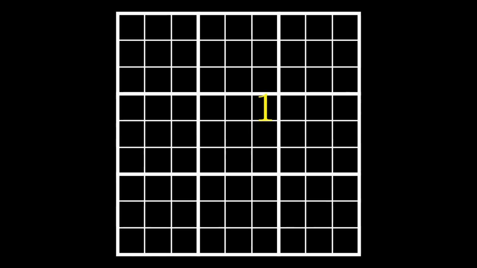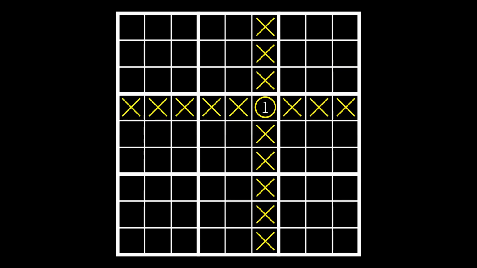Suppose that the digit 1 appears in row 4, column 6 of the puzzle. From this fact and the rules of Sudoku, we know that a 1 cannot appear anywhere else in row 4 or in column 6, and it can't be anywhere else in box 5. So this single digit eliminates a large number of possible locations for another 1.